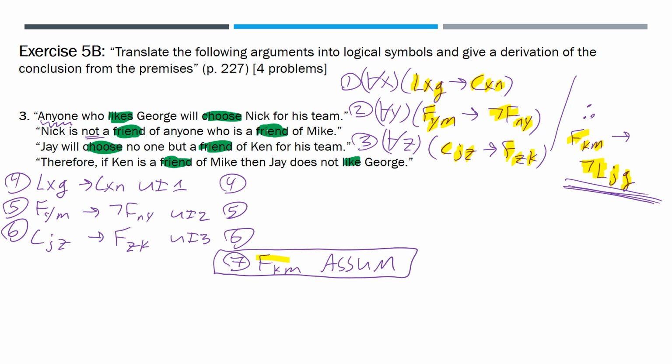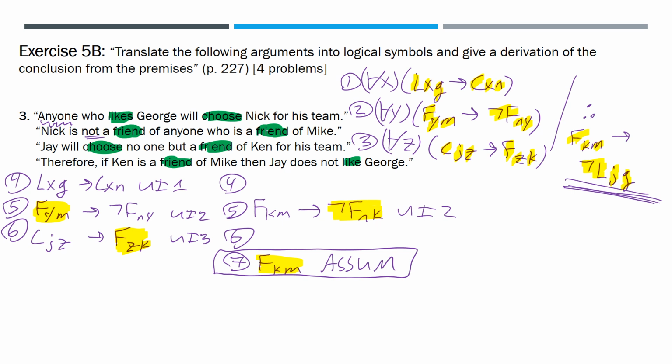So for 7, we have this FKM, but notice that for 5, we have this FYM. So we really should substitute K for Y. So for line 5, we can get FKM, arrow, it is not the case that FNK, and this is the universal instantiation of line 2. Now let's notice that here we have this not FNK. This also gives us a clue. With line 6, we have this FZK. So let's substitute N for Z.